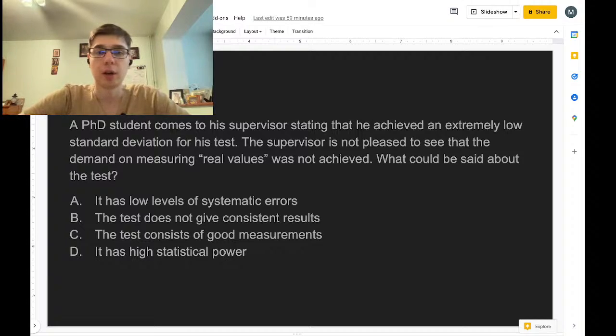A PhD student comes to his supervisor stating that he achieved an extremely low standard deviation for his test. The supervisor is not pleased to see that the demand on measuring real values was not achieved. What could be said about the test? A. It has low levels of systematic errors. B. The test does not give consistent results. C. The test consists of good measurements. Or D. It has high statistical power. Please write your answer in the chat box.